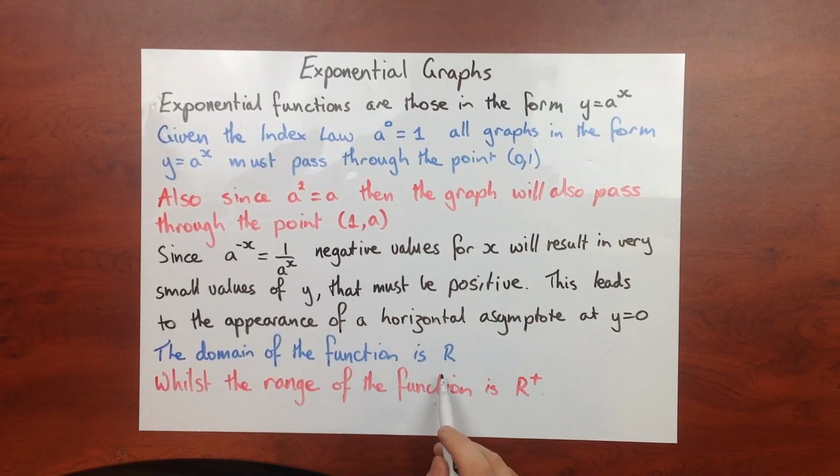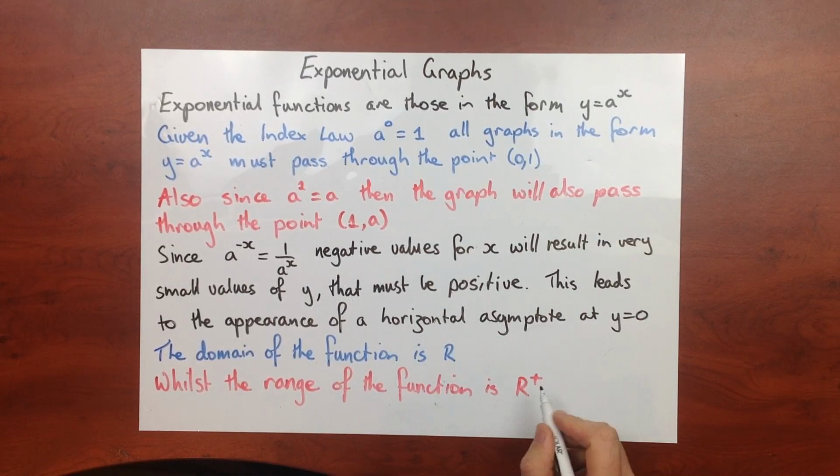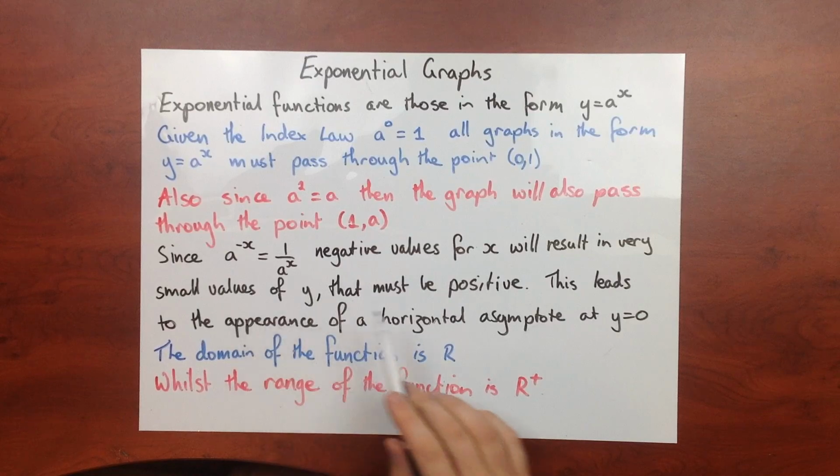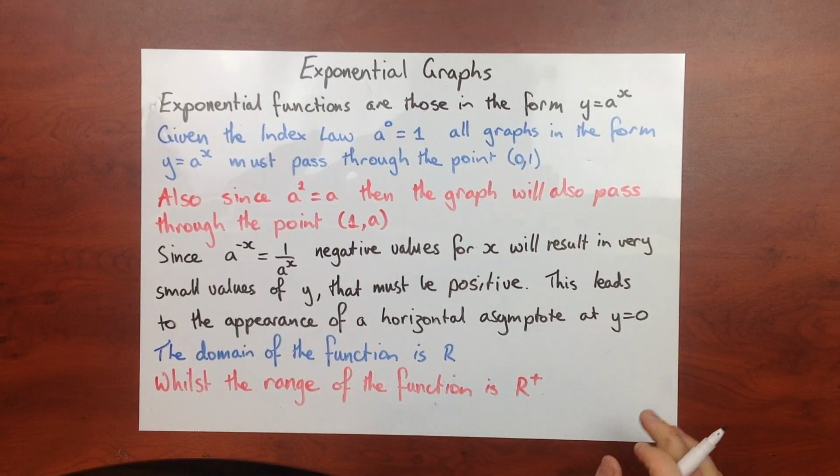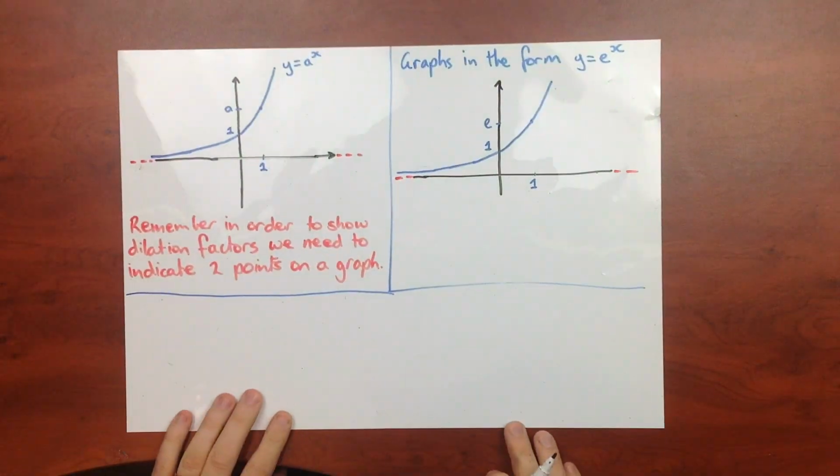The domain for our function is all real numbers, so we can have any x value, but the range of the function is all real positive numbers. We get really close to 0, but we don't actually reach it. So this is what our functions look like, just in general terms.